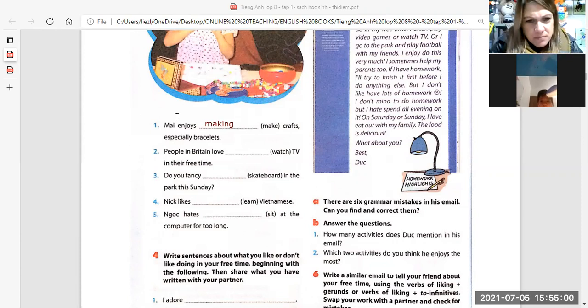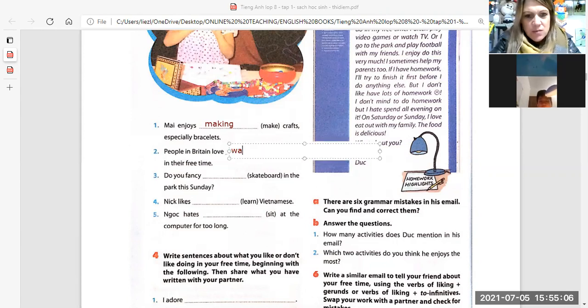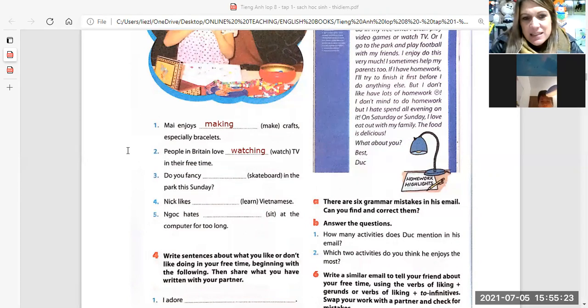People in Britain love watching TV in their free time. You can say watching. Yes, you can say people in Britain love watching TV in their free time, or you can say people in Britain love to watch TV in their free time. Love watching. So you can here say to watch. People in Britain love to watch TV in their free time, or love watching.